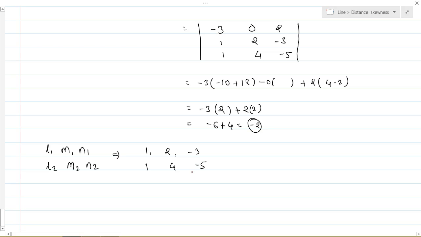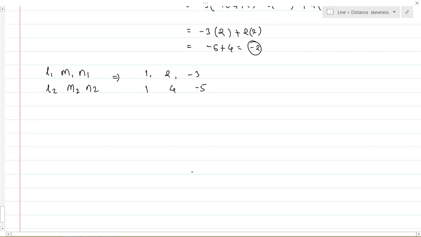Now let's find out the first part, that is the multiplication of these two. So L1 M2 and L2 M1. Find out the determinant of this 2 by 2 matrix. So this is nothing but 4 minus 2, which is equals to 2. So this becomes my first part. This is L1 M2 minus L2 M1. That is my first part.